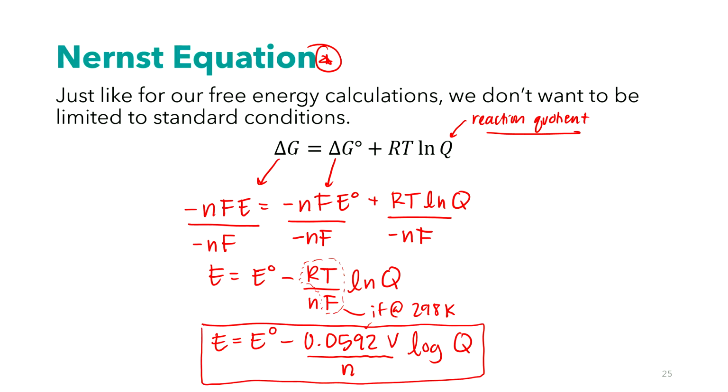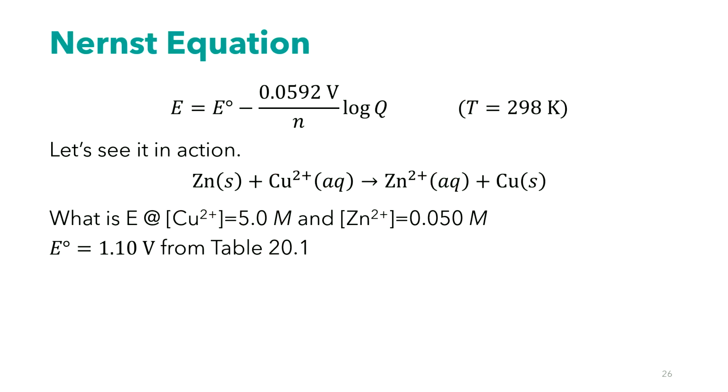All right. So we get that. And we'll do an example. So what is E? Now I'm not using the dot because I have different concentrations. When I have copper 2 plus at 5 molar and zinc 2 plus at 0.05 molar. And I have given you the standard cell potential already.